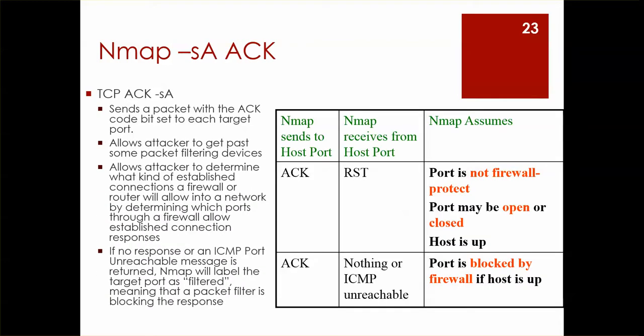Okay, so the TCP ACK scan works in a different direction. Nmap sends an ACK to a particular destination. If it receives a reset, then the port is not firewall protected, but may be open or closed, and the host is up. If we send an ACK and receive nothing, or we receive an ICMP unreachable, the port is blocked for sure by a firewall.